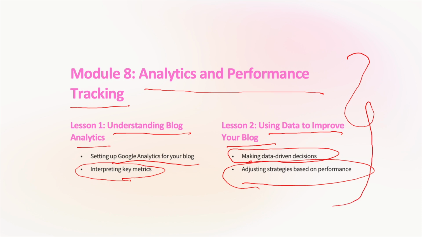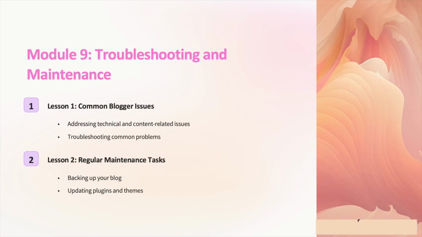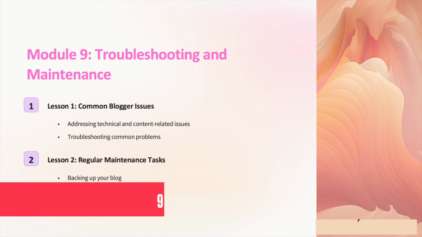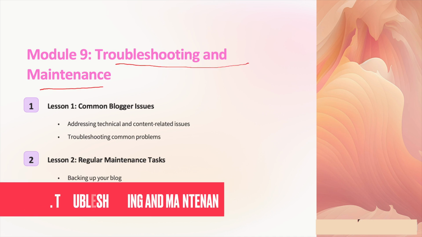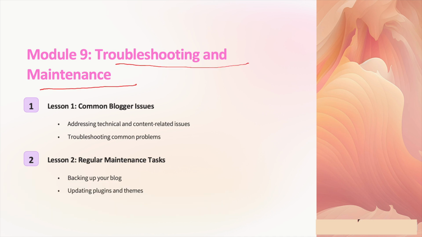Now moving to the next module. The ninth module is all about troubleshooting and maintenance. So there are again two chapters. The first one is common blogger issues. In this chapter, we will see some common blogger issues, as well as some technical and content-related issues that will be discussed.